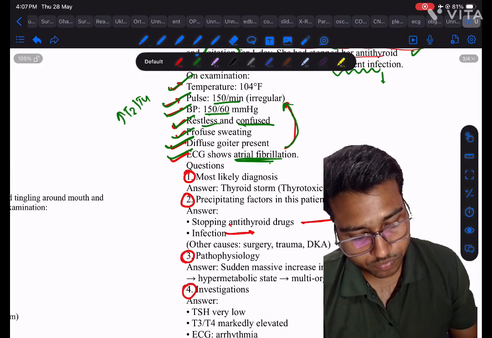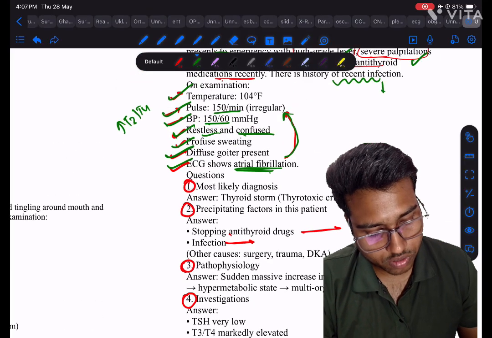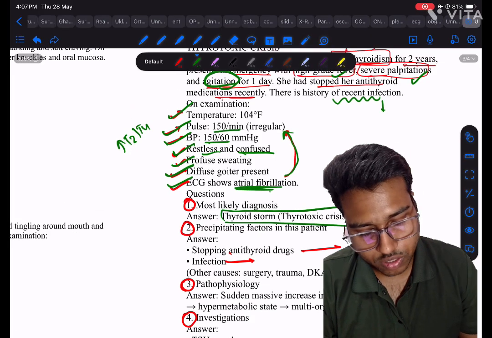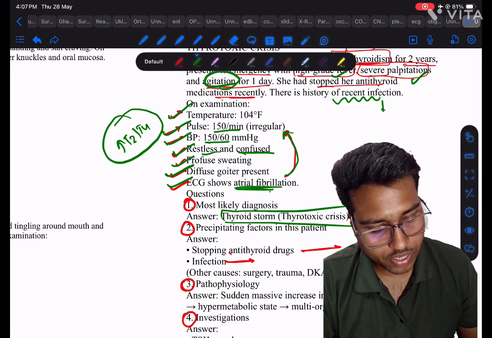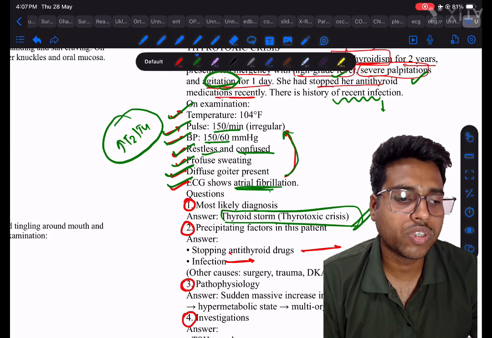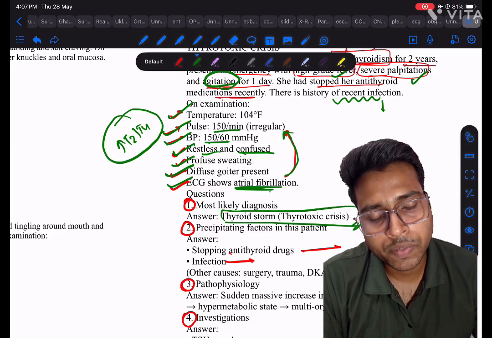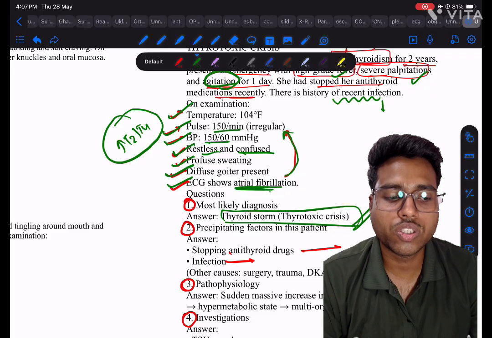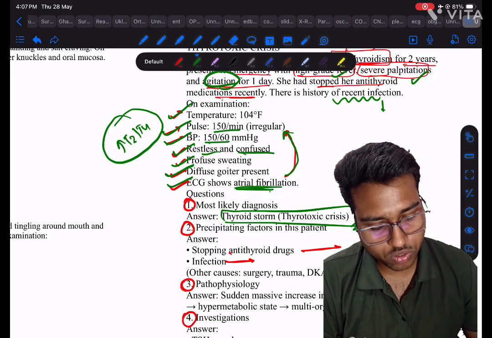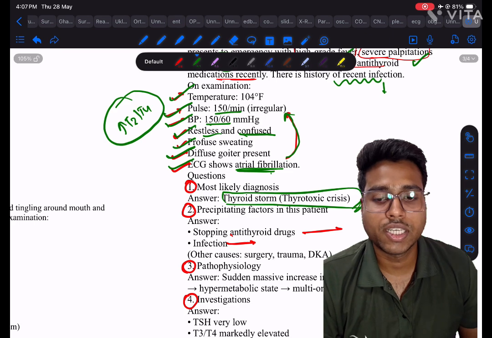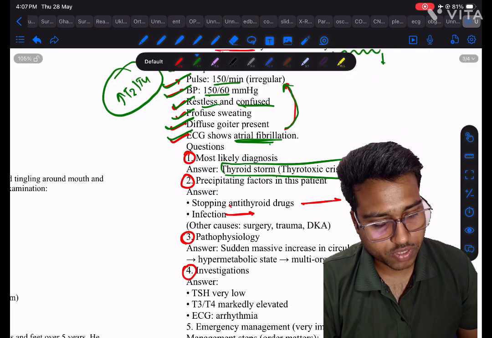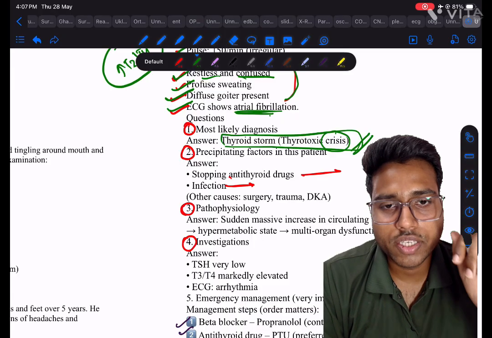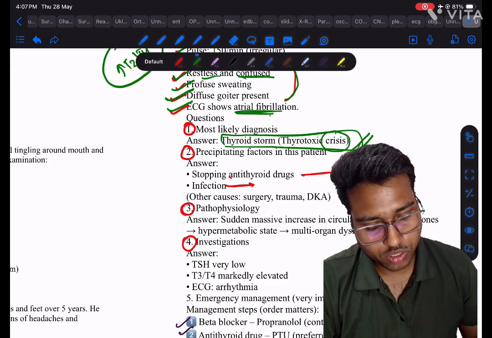So there was increase in T3 T4, so it is thyroid storm. Why thyroid storm? Because she is already hyperthyroid and she dropped the drugs, so there is a sudden rise in hormones, the T3 and T4, that has caused thyroid storm or thyrotoxic crisis. Crisis because patient is very ill over here. Okay, so what are precipitating factors? She stopped the antithyroid drugs and she also had the infection. Okay, so she stopped the antithyroid.